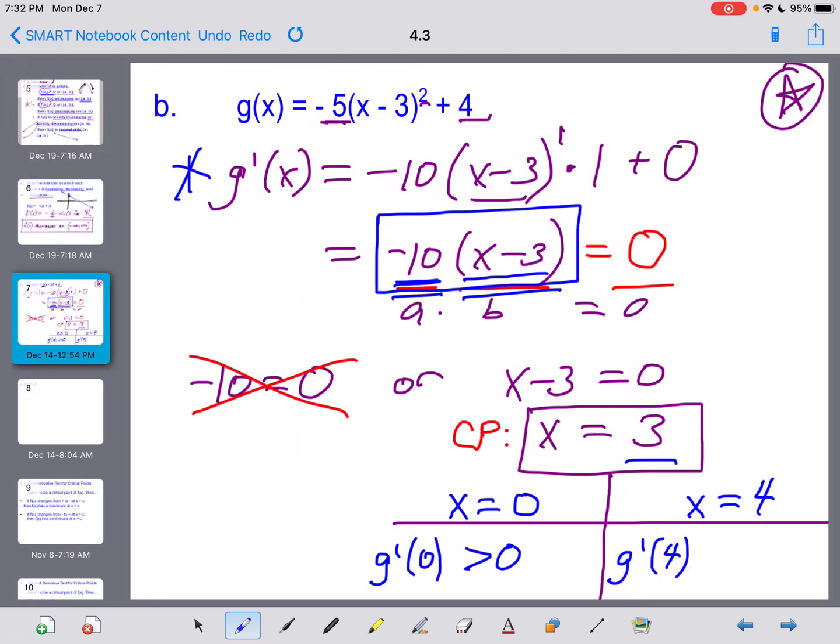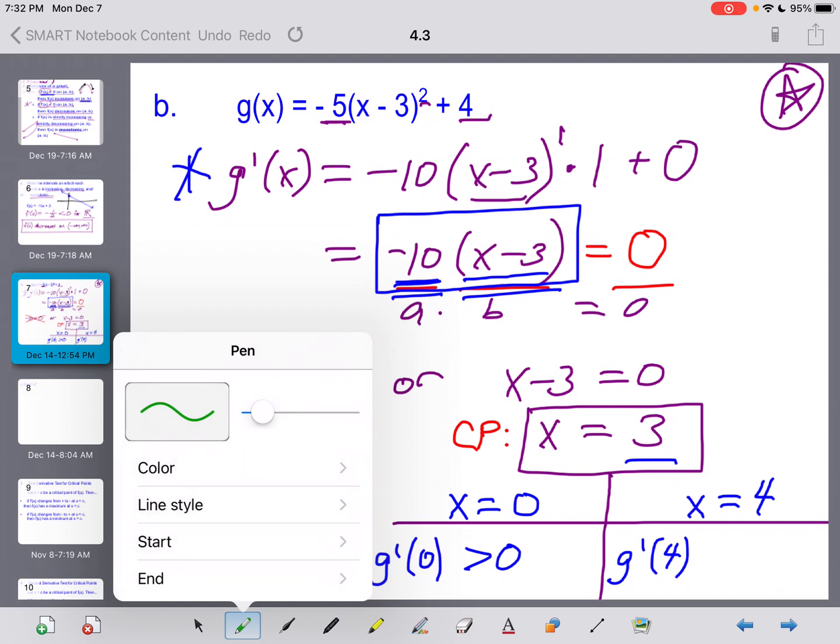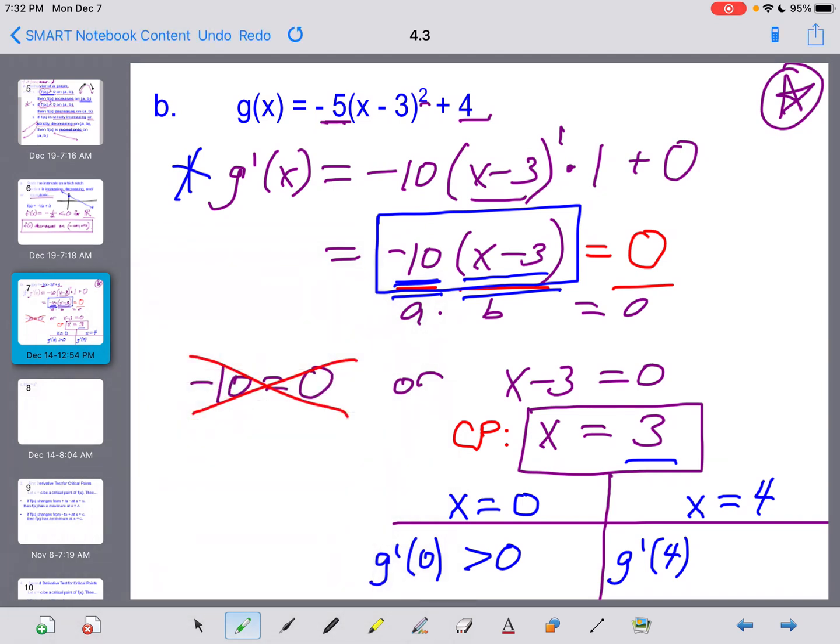So now that we know g prime is positive, that tells us, and I'm kind of running out of room here, guys, I didn't leave myself a lot of space here, we now know that g of x increases. So I'm going to draw that upward arrow. How's that for formal right there? G of x increases for all x values that are less than 3.